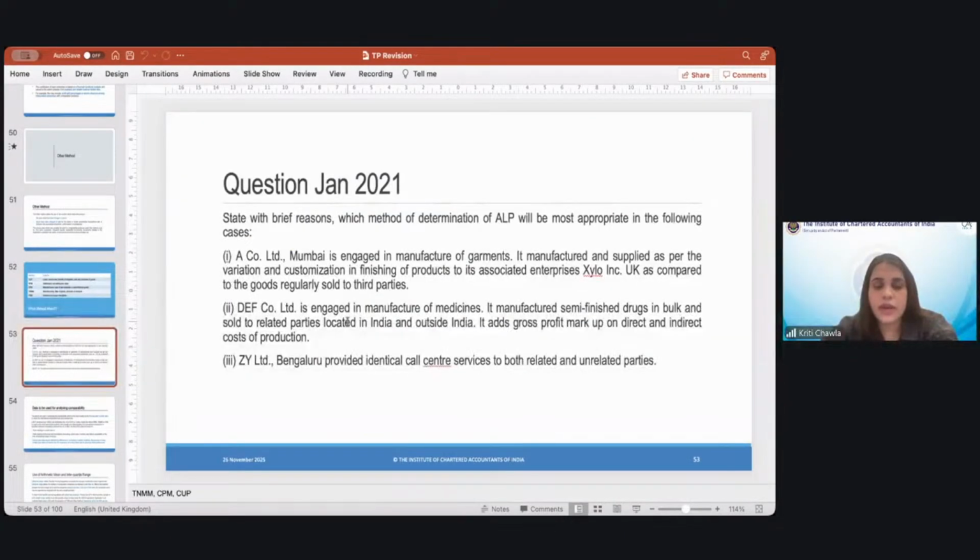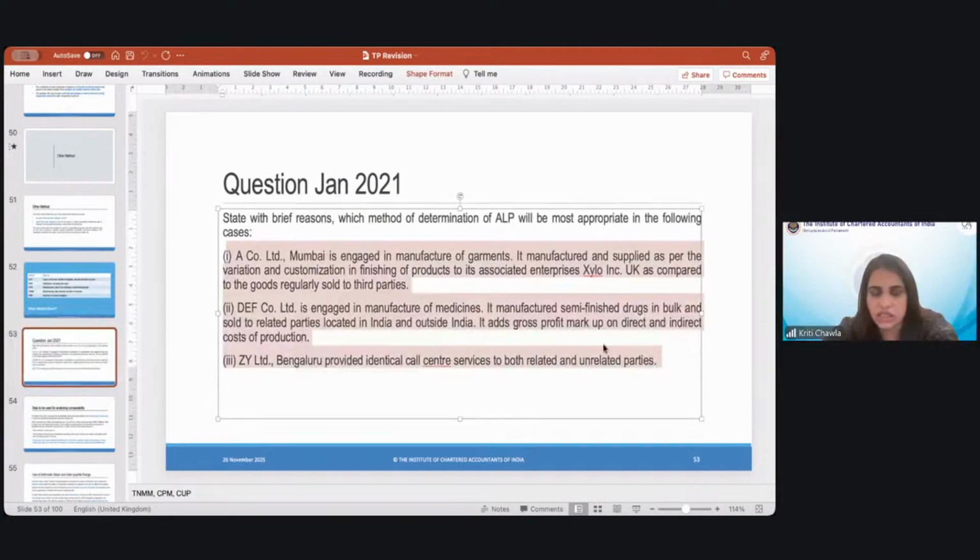Now, I have taken a question from January 2021, which talks about the method to be used in these three circumstances. So I think again, take about 3 minutes, read these three circumstances and try to ascertain what method will be used in these three situations, and then we will discuss it. But the question asks you that for these three situations, what will be the best method that will be available right there?